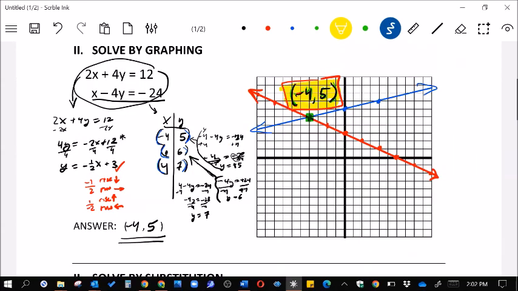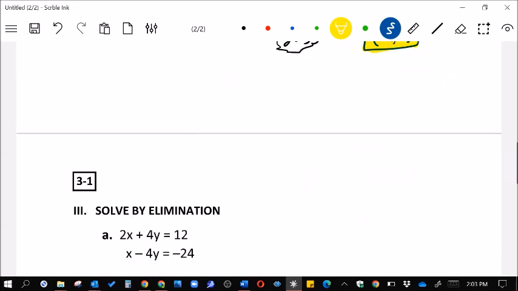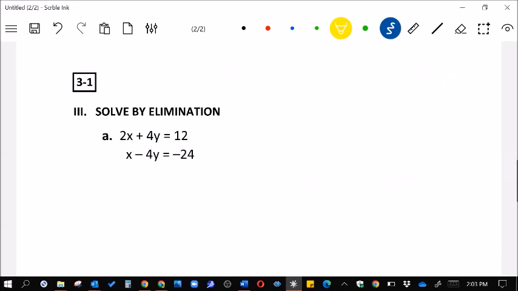So here we've graphed it. Here we have found it by substitution. Now let's do the elimination method. For the elimination method, we're going to do the same problem, and then we're going to do a couple harder ones. We're going to build up to some of the more difficult types of problems.